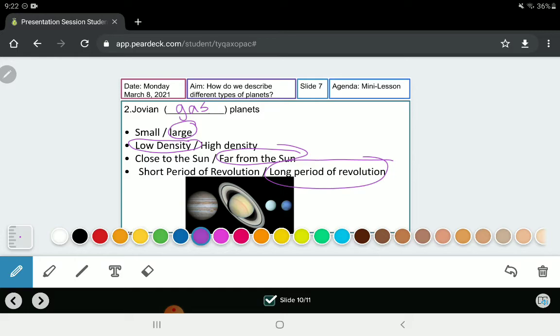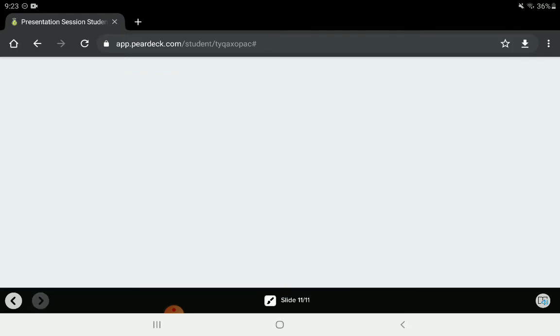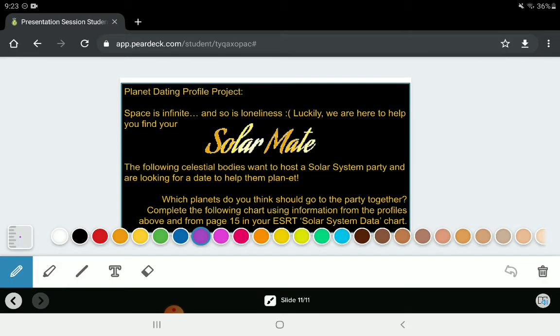And so during class, we are actually going to do a project, and that project is going to be a Google quiz, starting with our planet dating profile project. So space is infinite, and so is loneliness. Sad face. Luckily, we are here to help you find your solar mate. The following celestial bodies that you will see on the Google Classroom want to host a solar system party and are looking for a date to help them plan it. So you're going to look at these dating profiles on that Google quiz, and you're going to decide who you think should go to the party together.